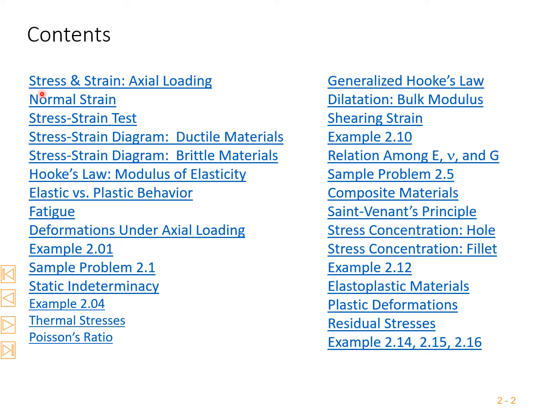In this chapter 2 we will study stress and strain for axial loading cases. The contents we will study: stress and strain for axial loading, the stress-strain relationship for axial loading, what is normal strain, the stress-strain test, the stress-strain diagram, ductile materials, and brittle materials.